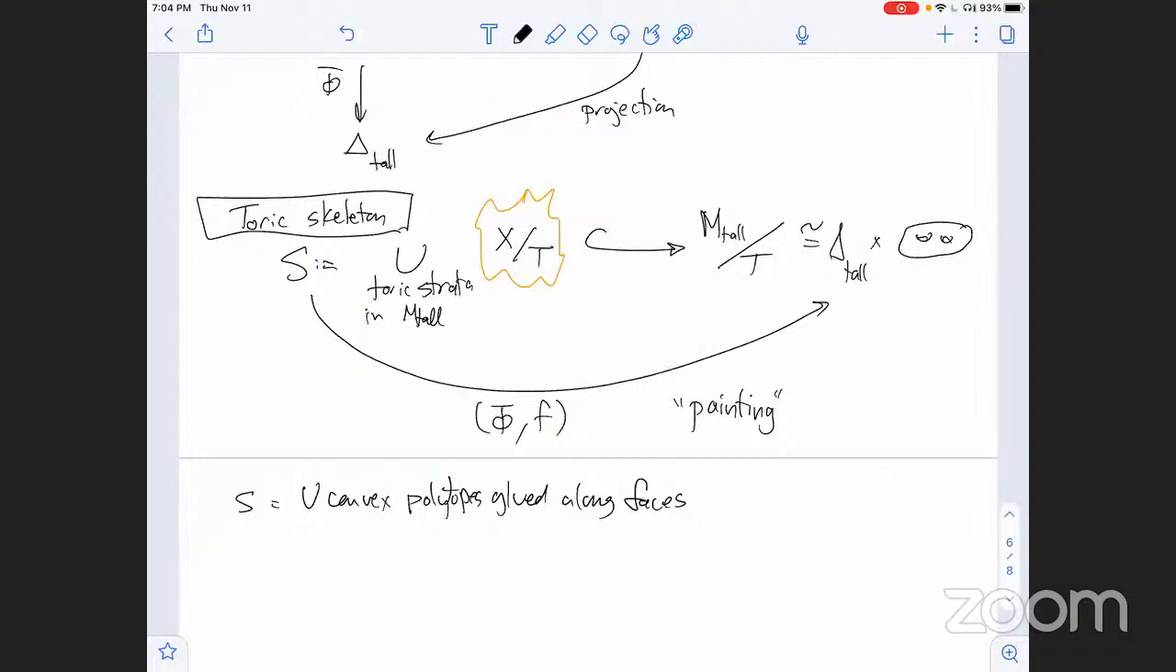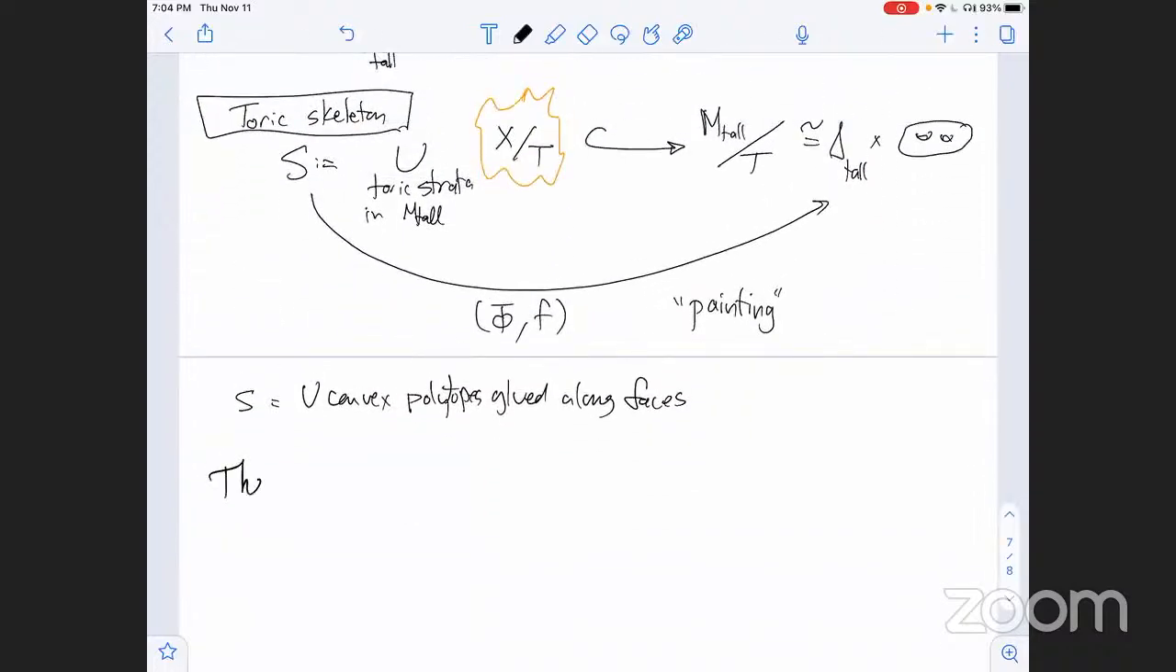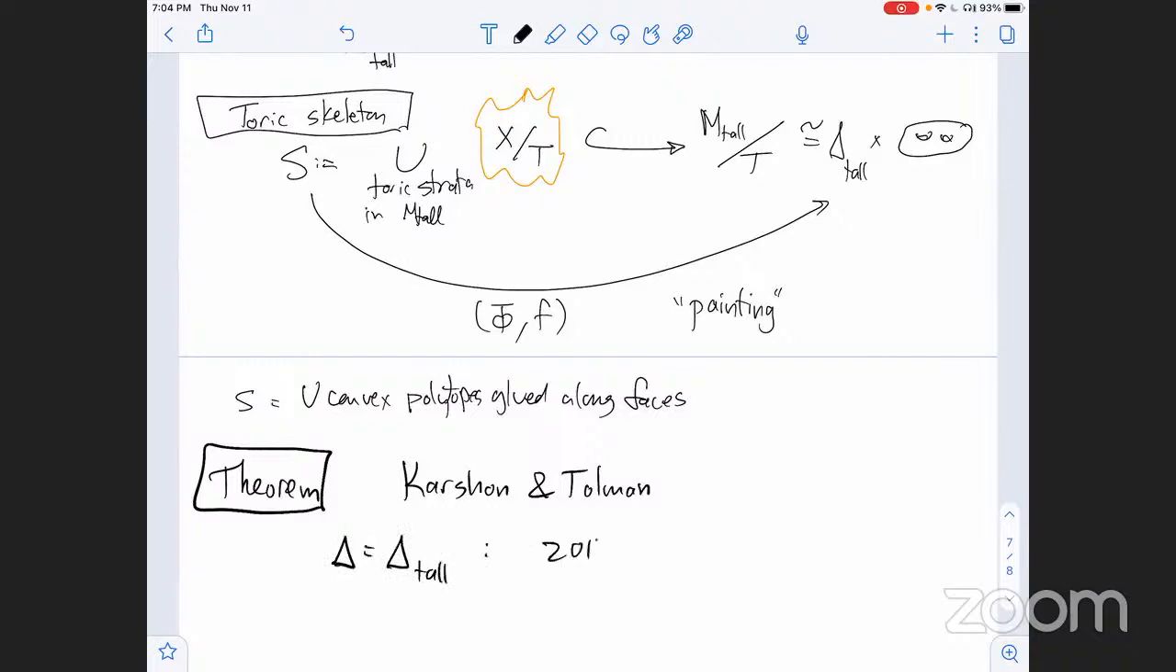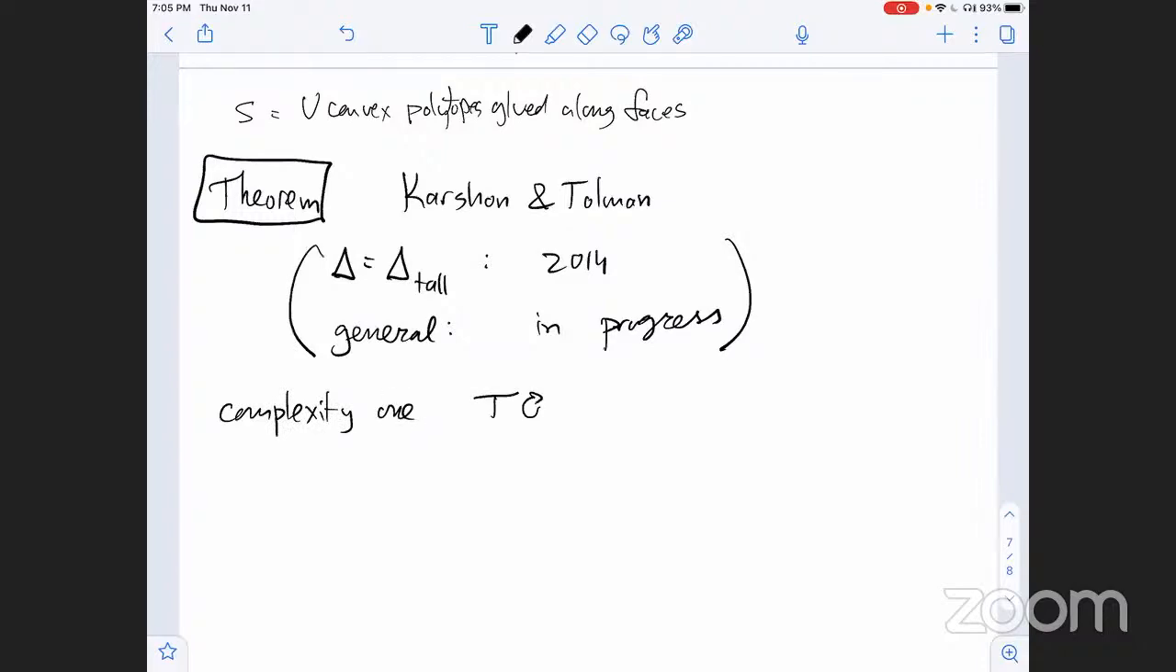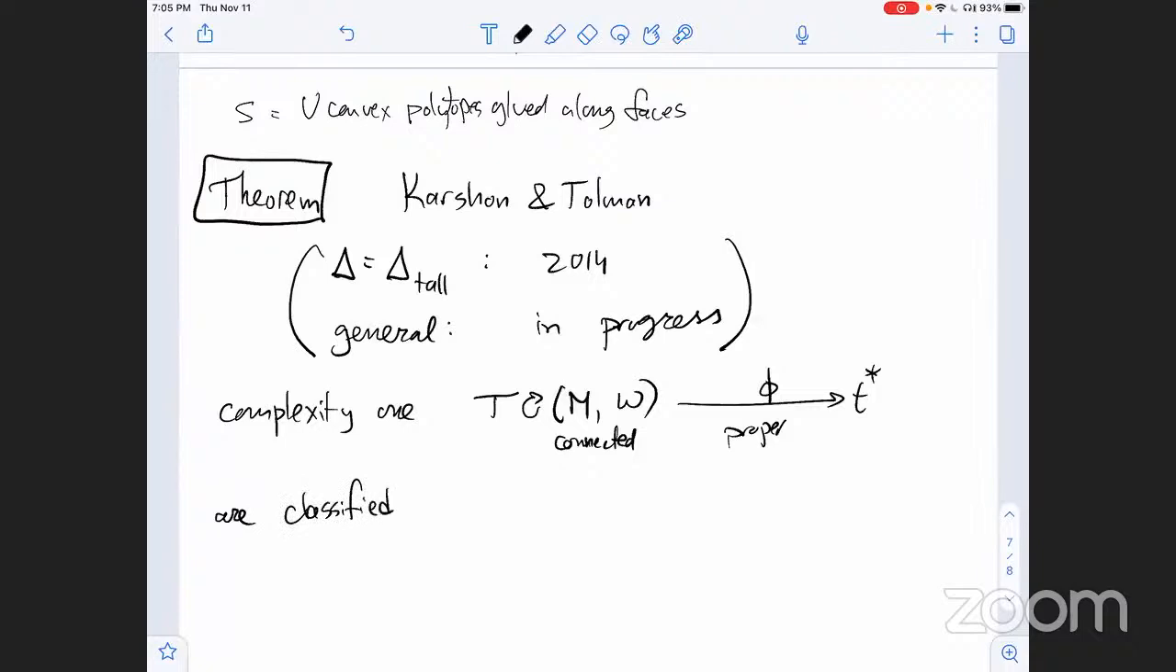So now I'm ready to state the classification theorem. This is proved in the tall case, and we're still writing out the not necessarily tall case. Let me first make these little disclaimers. The tall case was a sequence of three papers, the last one published in 2014, and the general case is still in progress. The theorem says that complexity one Hamiltonian T manifolds, where we are assuming that the manifold itself is connected and that the momentum map is proper, are classified up to isomorphism, meaning equivariant symplectomorphism that preserves the momentum maps.